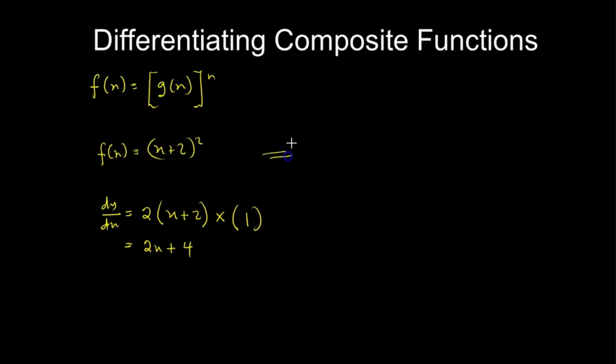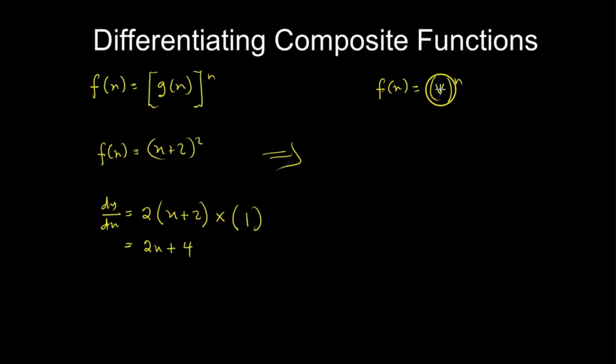Now, that's the composite function rule. Differentiate what is outside the bracket, multiply it by the derivative of what is inside the bracket. Again, differentiate what is outside the bracket. So let's take it that I have f of x equal to v raised to the power n.